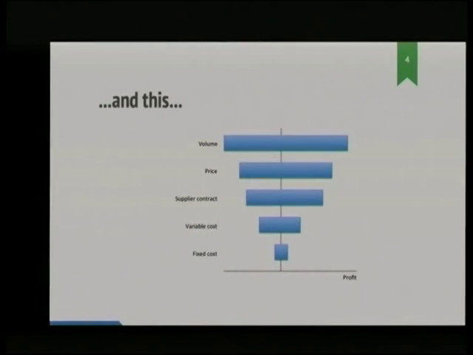So in this example, it's pointing out to you that volume and price, and to some degree the third one there, they're the ones that will really determine whether you're profitable or not. And things like your fixed costs and to some degree your variable costs, you don't need to spend quite as much time thinking about what those uncertainties are, because they won't have such a big impact on your profit.